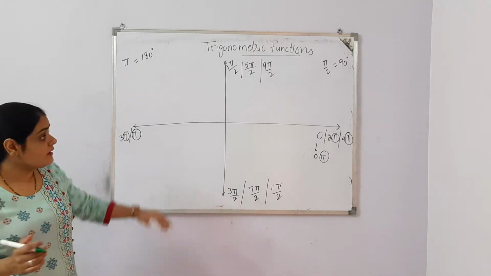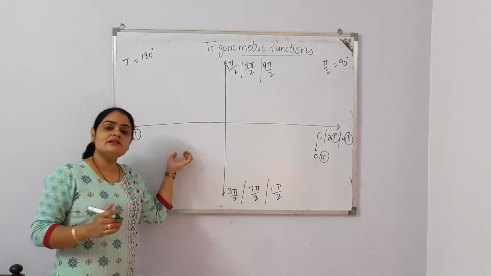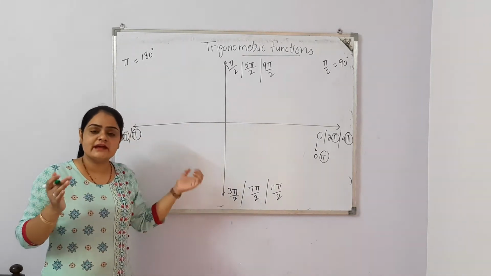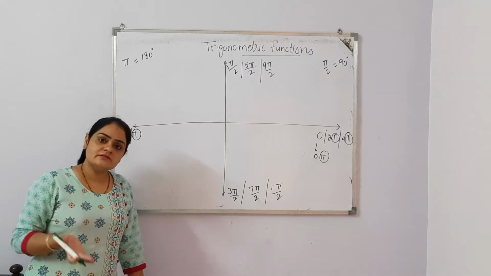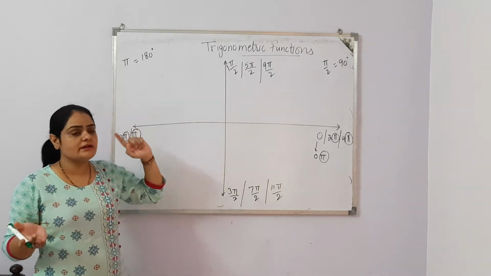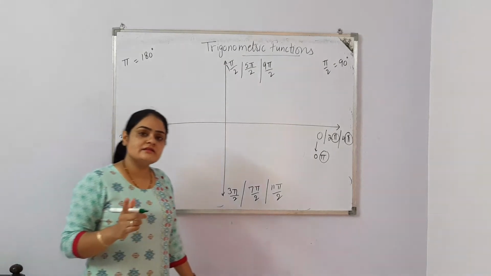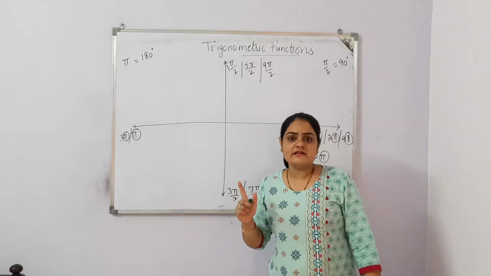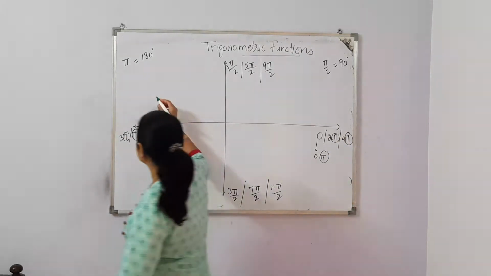Now on the horizontal line these angles are lying, and we learned in the previous video that sine will remain sine, cos will remain cos, tan will remain tan, secant will remain secant and cotangent will remain the same, because there is no change with respect to pi. But there is a change whenever the angle is coming along with pi by 2. That means if the angle is in 90s, then there is a change. How?